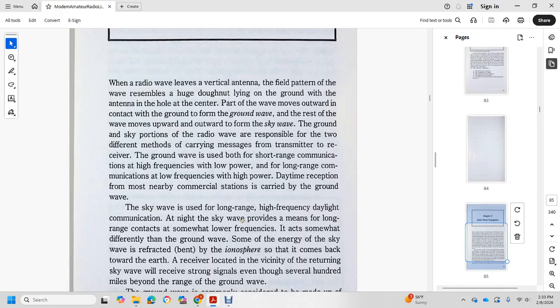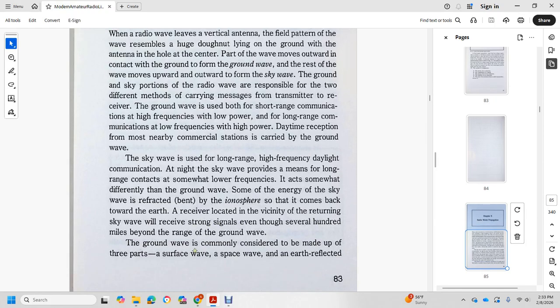At night, the sky wave provides a means of long-range contact at somewhat lower frequencies, and acts somewhat differently from the ground wave. Some of the energy of the sky wave is refracted, or bent, by the ionosphere, so it comes back toward the Earth. Receivers located in the vicinity of the returning sky wave receive signals even though they are several hundred miles beyond the range of the ground wave.